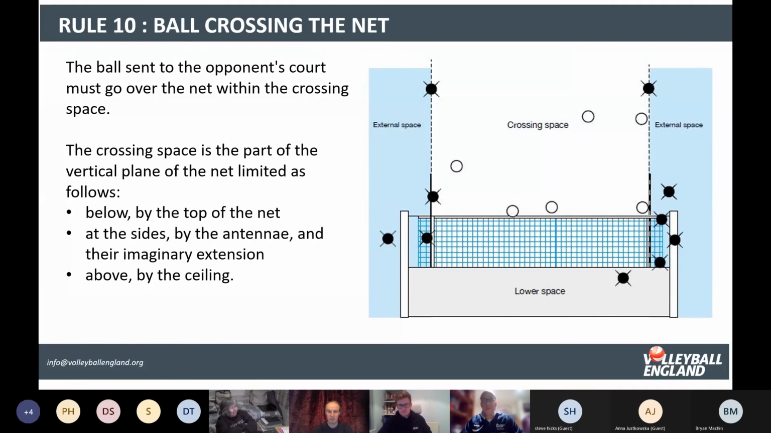If somebody said to you, what's the crossing space? You would be expected to say, it's the part of the vertical plane of the net delimited at the bottom by the top of the net, at the sides by the antennas and their imaginary extension, and above by the ceiling.